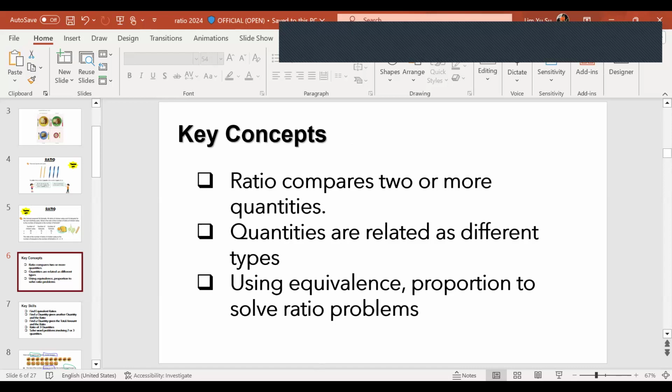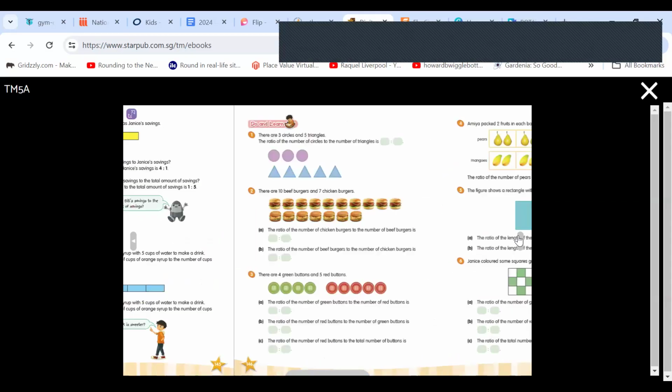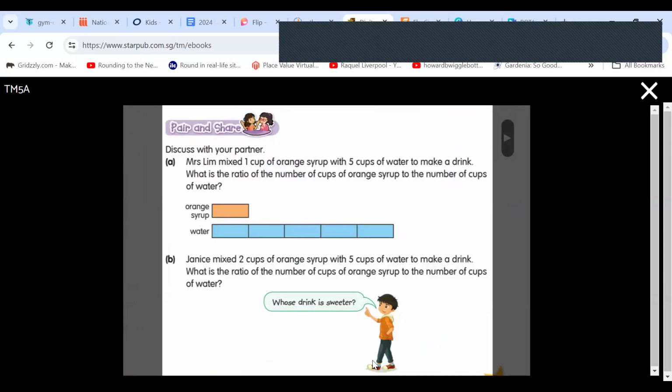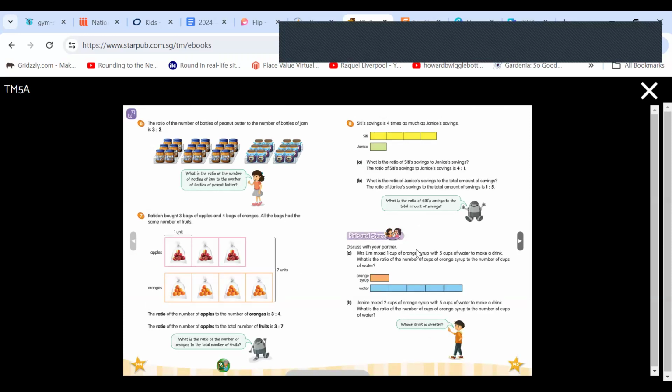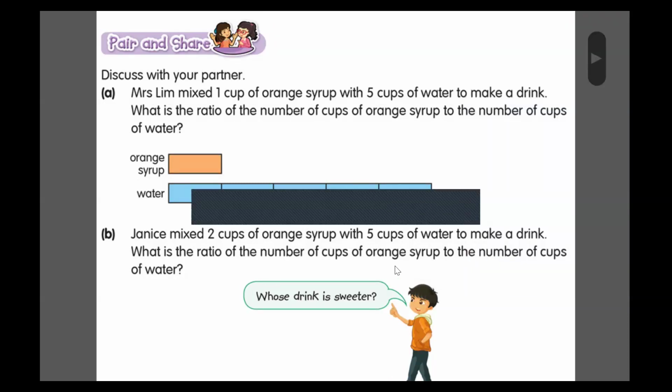Okay, so now we are going to try to look at some of the questions. Let's look at, for example, this one here on page 145. On page 145, there is this Mrs. Lim that is making a cup of orange syrup with cups of water to make a drink. Let me just snap a photo of this.